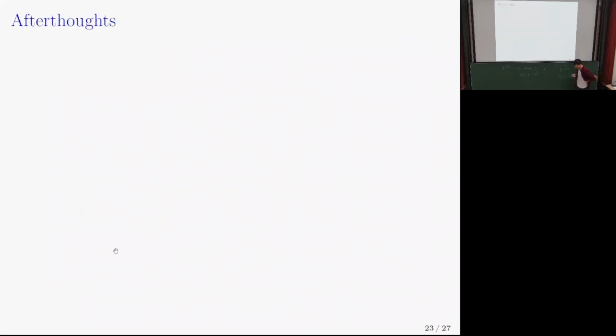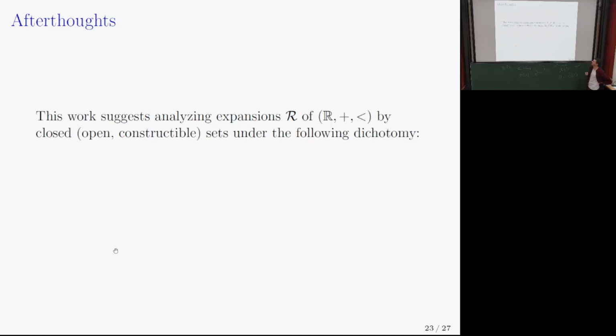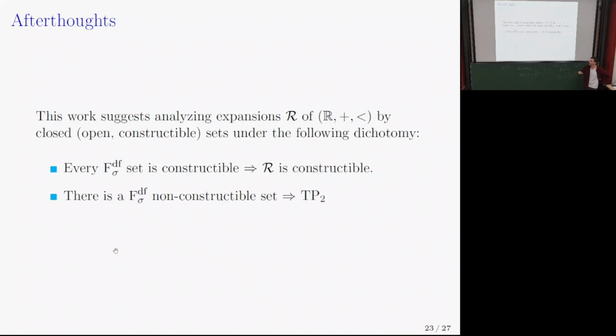So, a few comments. This work suggests analyzing expansions of the real ordered group by closed sets under the following dichotomy. Either every F sigma set is constructible, meaning the whole thing is constructible, or there exists an F sigma non-constructible set, which we've shown implies TP2. But okay, the obvious question is, can we get something even worse? And then the question becomes, in a combinatorial sense, what would be the worst that we can hope for?